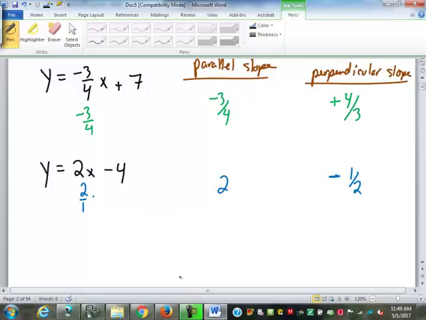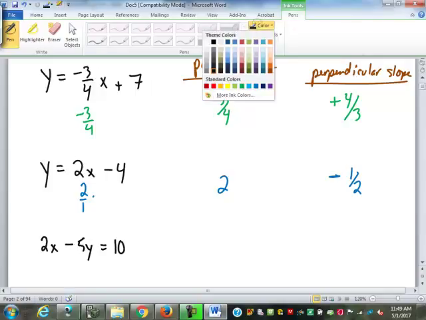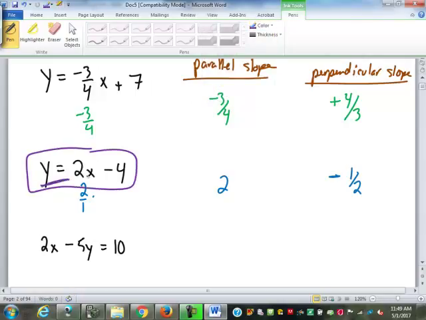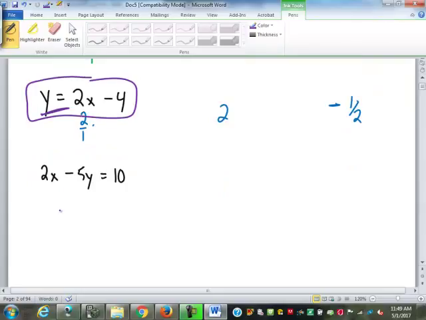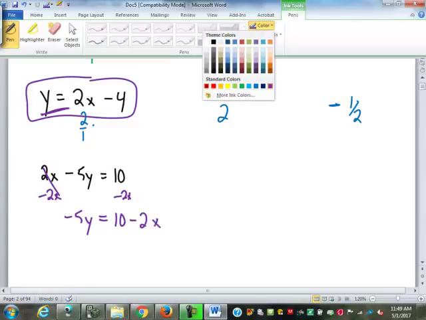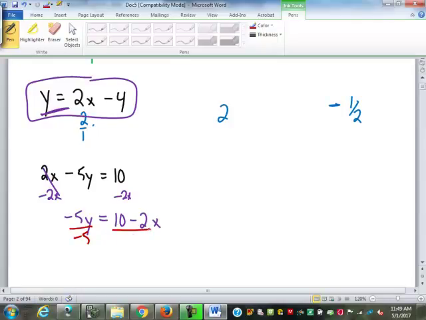Now, it might not always be quite that simple. We might have 2x minus 5y equals 10. And we have to solve that to get it into our graphing form, our y equals form. So first thing we'd have to do is subtract the 2x. Don't forget the negative on that 5y. It's negative 5y equals 10 minus 2x. And then we have to divide by the negative 5. So y equals 10 divided by negative 5 is negative 2.